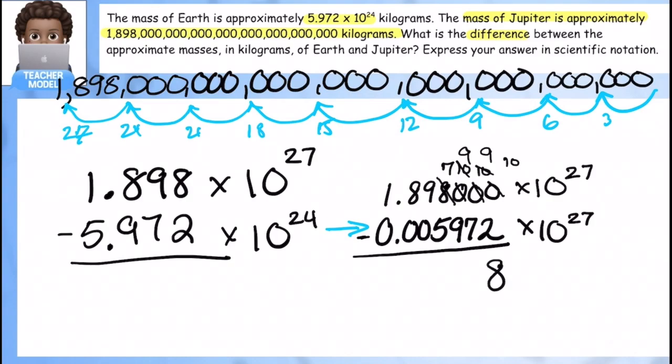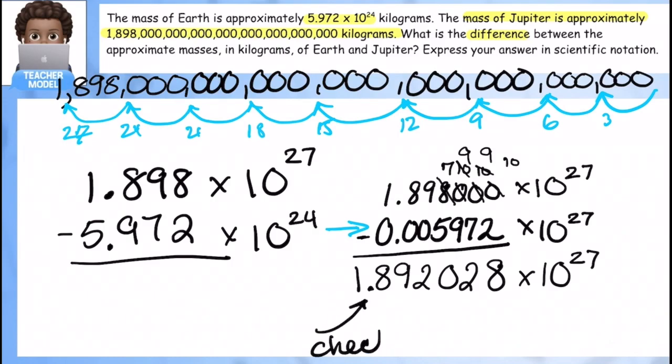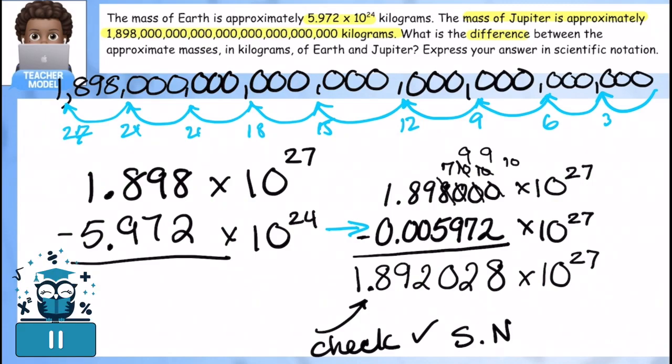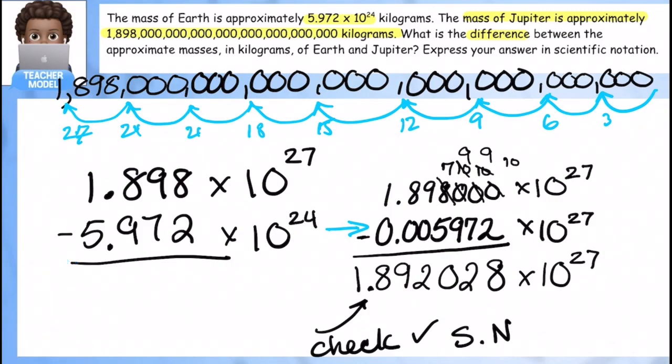Now I can get my answer. 10 minus 2 is 8. 9 minus 7 is 2. 9 minus 9 is 0. 7 minus 5 is 2. 9 minus 0 is 9. 8 minus 0 is 8. Decimal point, 1 times 10 to the 27th power. Now I just take a second look to do a check. It is in scientific notation, so I don't have to make any changes. So here we go. Hit pause so you can jot this down into your notes, and we'll move into our next problem.